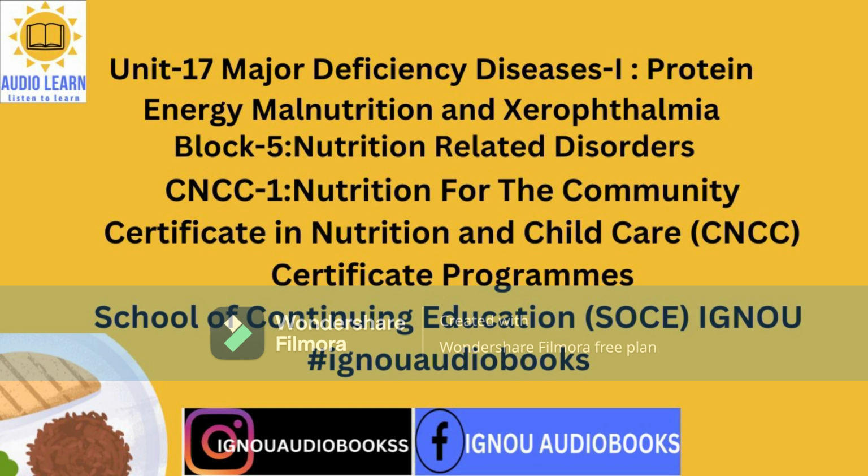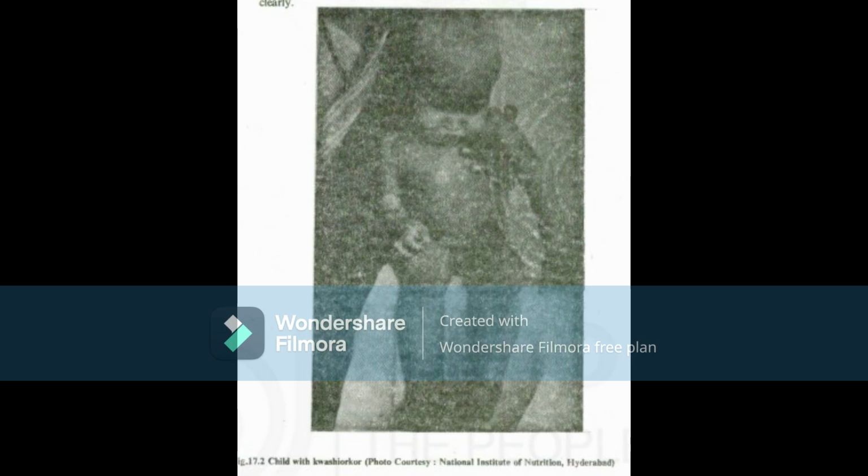6. Moon face. The face of the child suffering from kwashiorkor may appear puffy with the cheeks sagging. This sign is normally known as moon face. Figure 17.2 shows some of the clinical features like edema, moon face, and skin changes clearly. Look at the screen for table content. Figure 17.2 Child with kwashiorkor. Photo courtesy National Institute of Nutrition, Hyderabad.